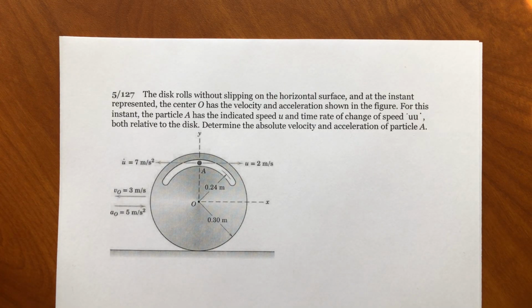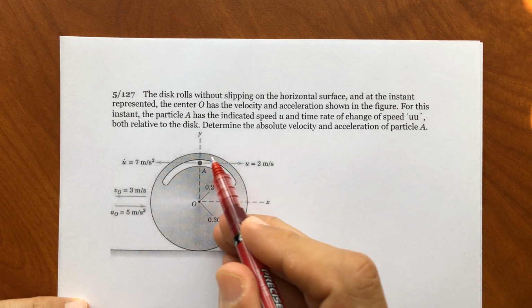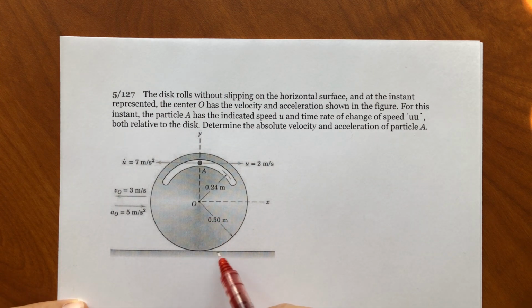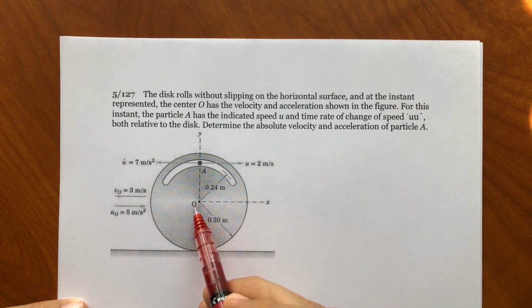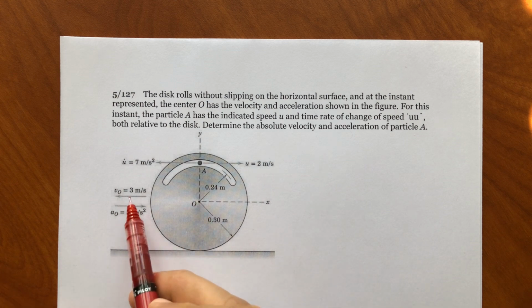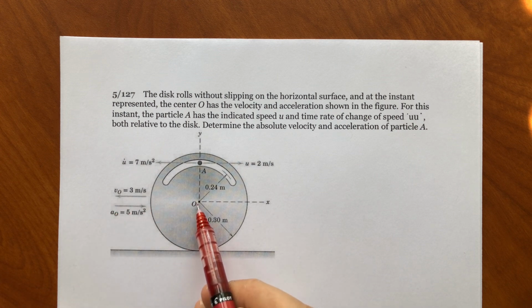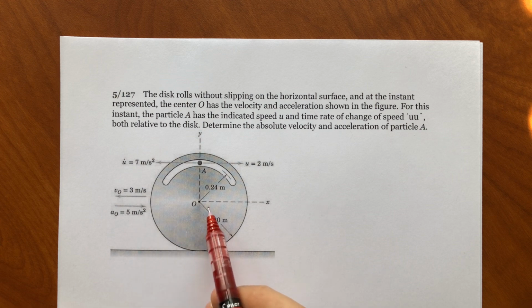Problem 127, chapter 5. This is a very good problem. It has everything in it. So we have a disk here, which is rotating without any slip on the floor. We know the velocity of point O, the center of the disk, is 3 meters per second to the left. And acceleration of this point is 5 meters per second squared to the right.